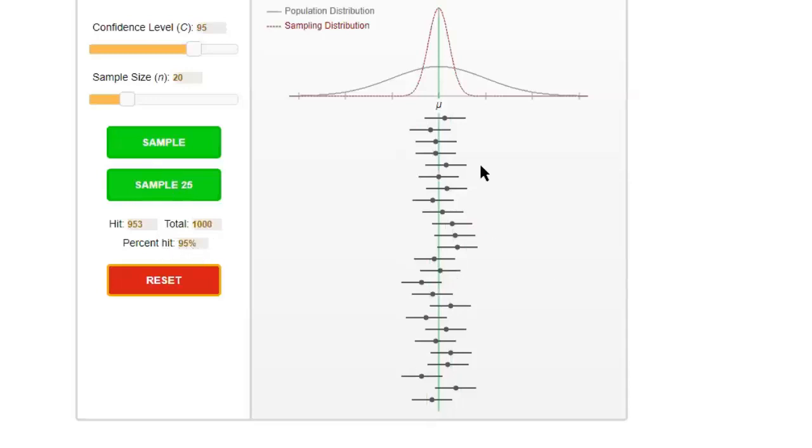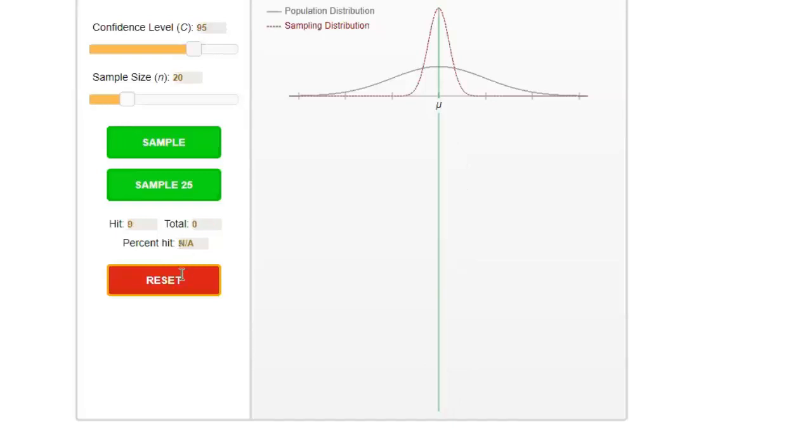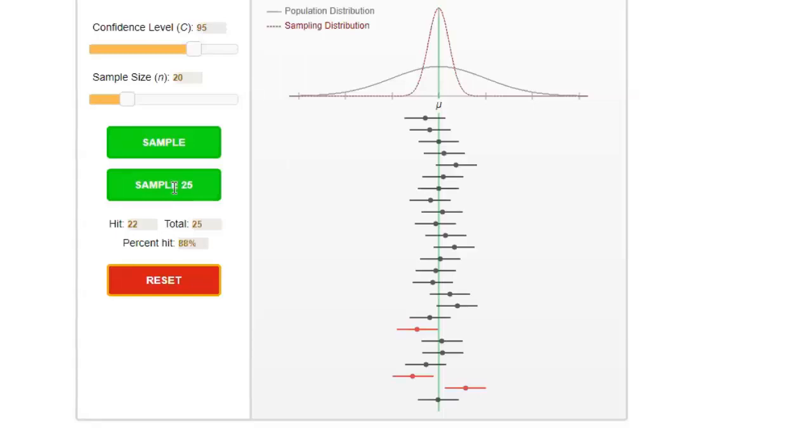Now what that means, percent hit, is the true mean is that yellow line that runs vertically. And if an interval contains that line, that's considered to be a hit. In other words, the interval did contain the true average. But since we did 1,000 of them, only 95 actually hit. In fact, let me reset it, see if I can show you one that doesn't hit. There. So you see those red ones? That green line is out of the interval.